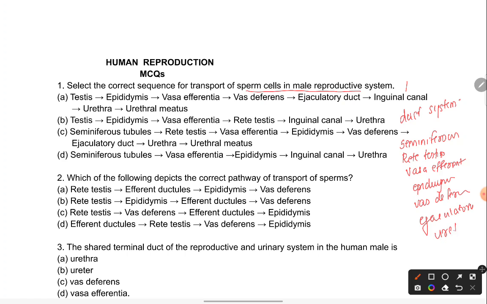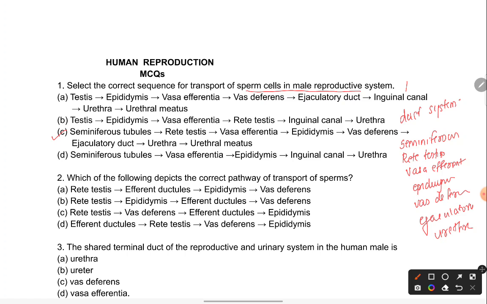Vas deferens then combines with the duct from the seminal vesicle to form the ejaculatory duct and opens out through the urethra. Okay, so the correct pathway is which one? Option C, the correct answer. This pathway is very important. The question repeats in different ways.